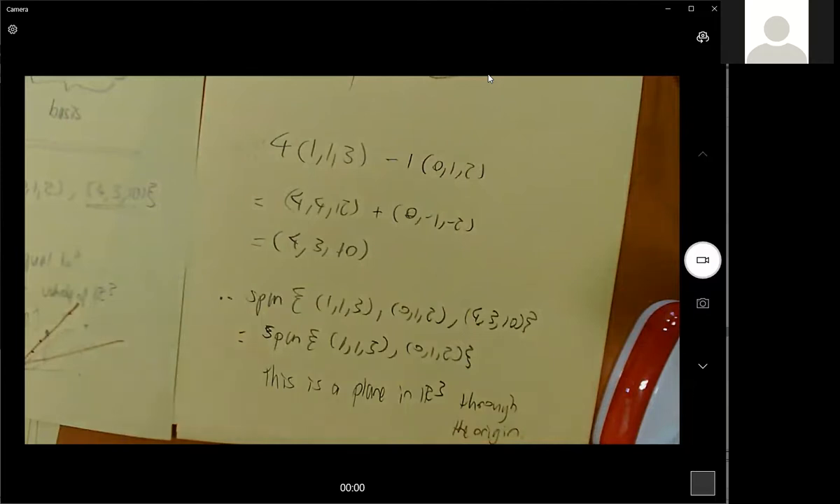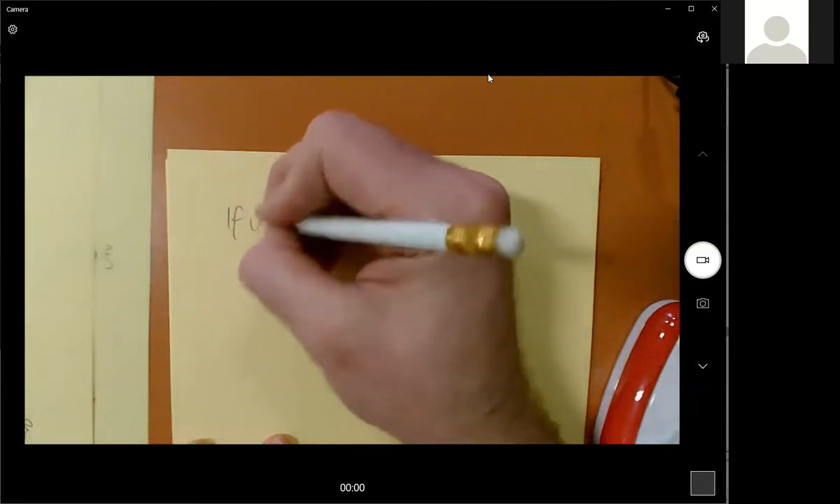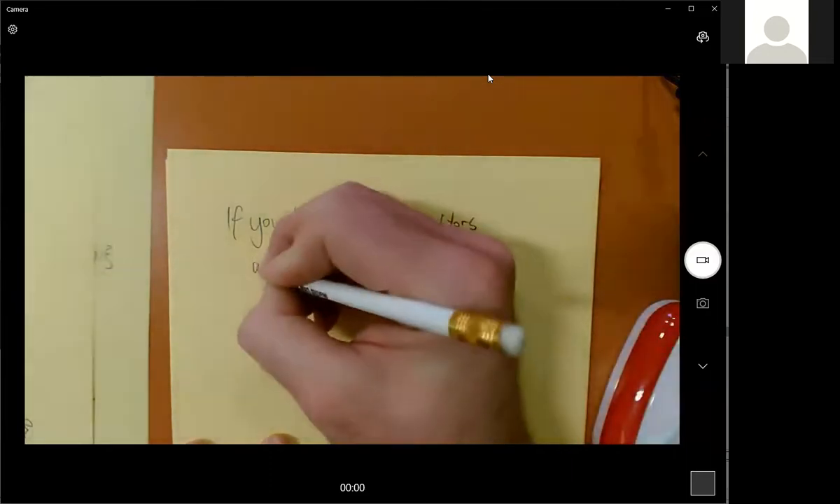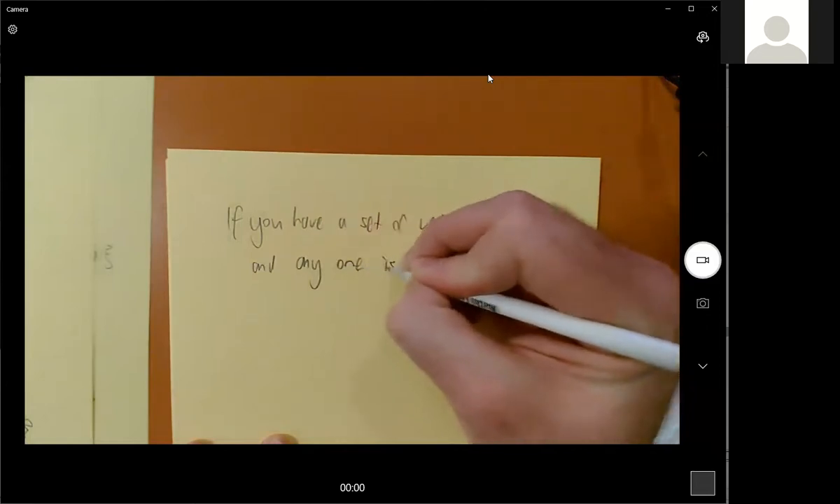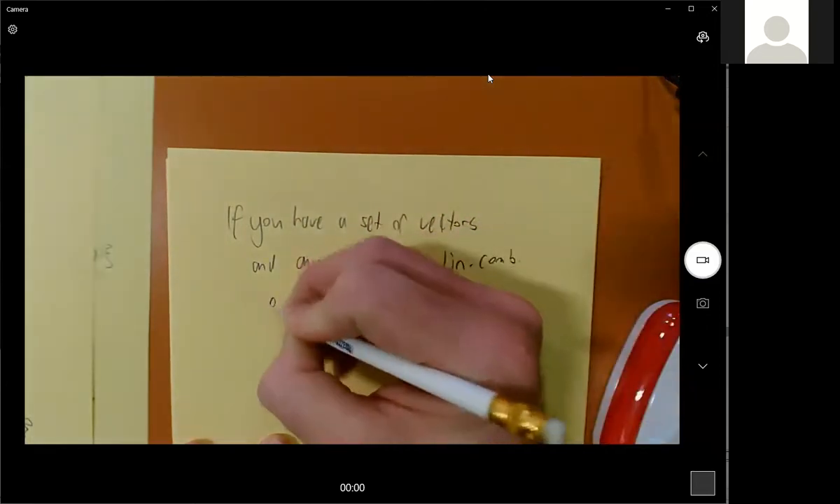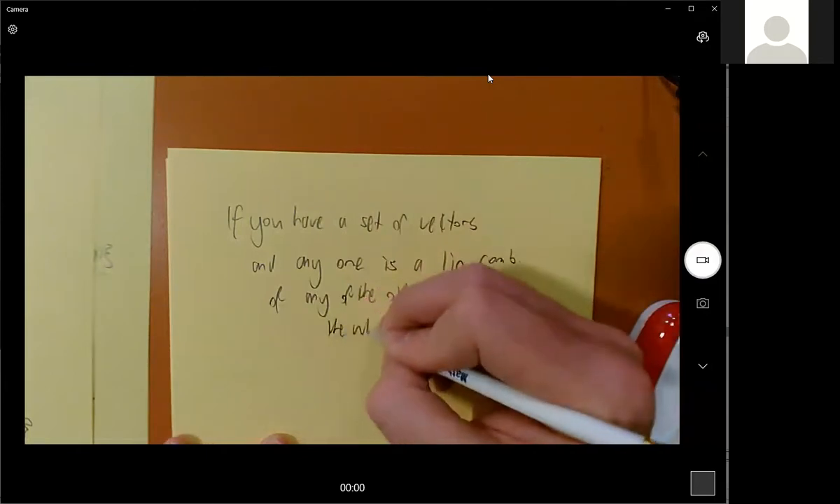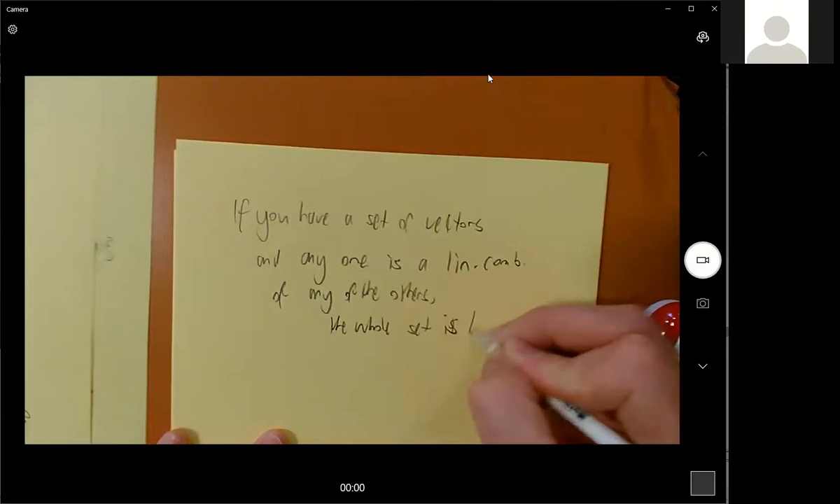Okay. So that idea of some of them being combinations of the others, that's called linearly dependent. It's not the definition, but it is the truth: if any one of them is a linear combination of any of the others, then the whole set is called linearly dependent.